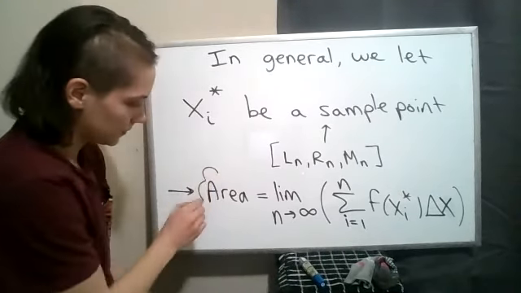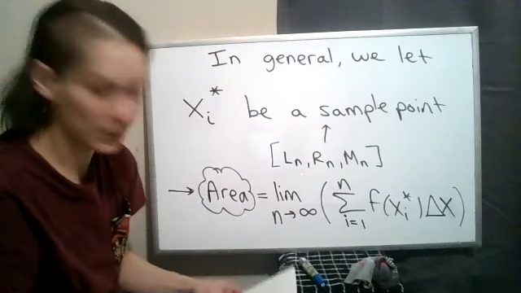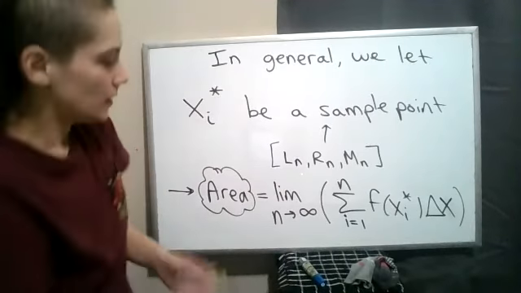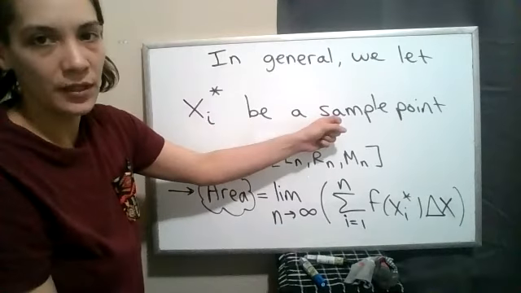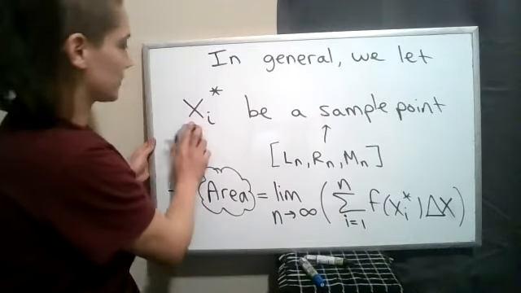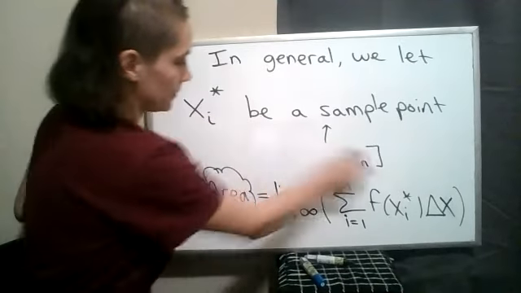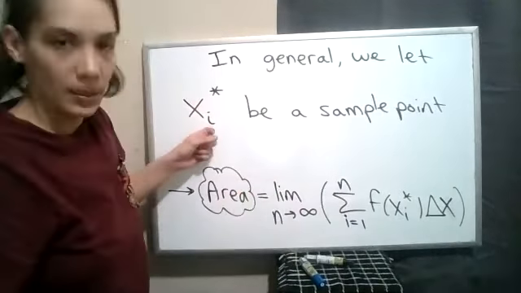I feel like that's good enough for today. So let's just label what's going on in the formula, and the next time I'll come back and do some examples. So again, x sub i star is a sample point from the ith interval. You put that point into your function to get the height of a rectangle.